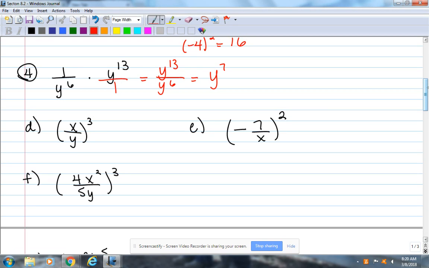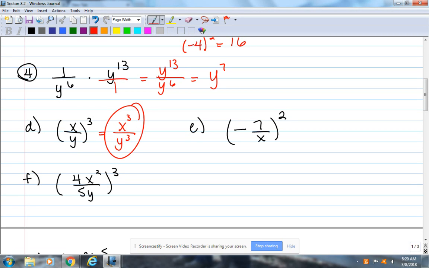So on D, x gets a third power, y gets a third power. Now, are x and y like bases? They're not the same base, so guess what? That's the answer. So all you had to do on that one was give them both a cube. Okay?